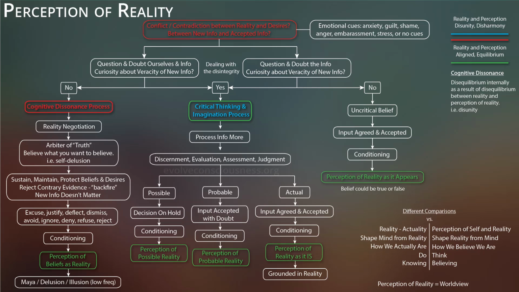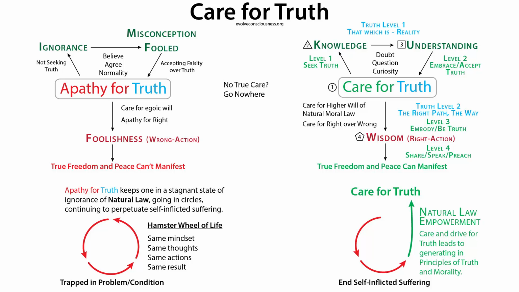You're trying to find real answers, actual things that are grounded in reality. You don't have to accept answers just because they provide you with an answer. So the probable, the middle one, input accepted but with doubt. You're not accepting it as a reality. It's probable, but it's not still proven. So you have doubt. Doubt is fine. Doubt is healthy.